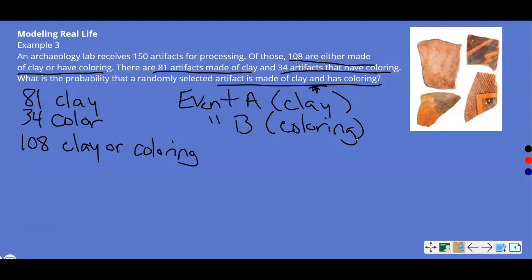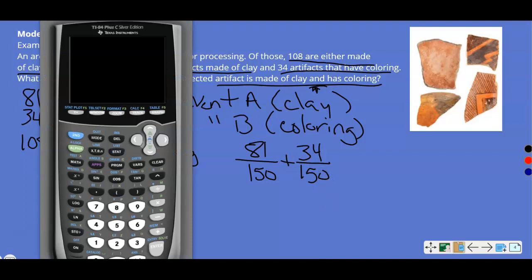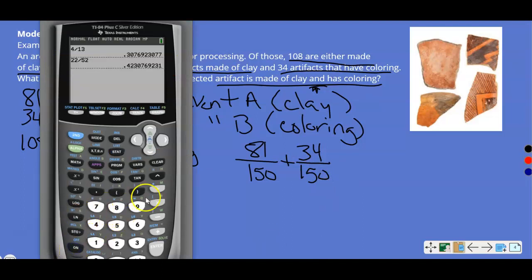So let's look at event A. How many artifacts are made of clay? 81 artifacts are made of clay. So we have 81 out of, we know there's 150 artifacts. And then we're going to add that to event B. We know there are 34 that have coloring. If we add these together, we have 81 plus 34. That gives us 115 total.